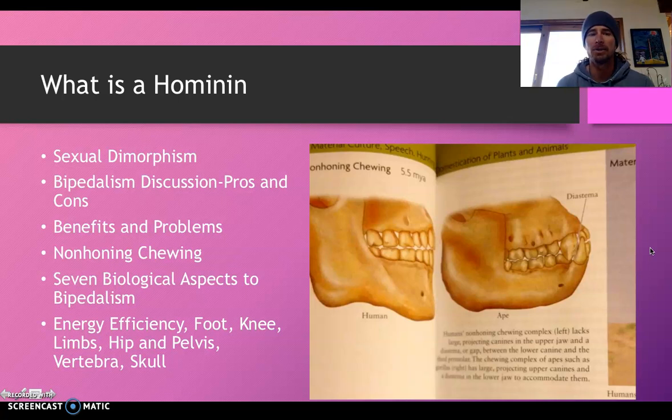Hominids usually, most of the time, have sexual dimorphism. Sexual dimorphism, remember, is a difference between body build and size between biological sexes, male and female, differences in physicality. Bipedalism, we'll get into a discussion on pros and cons in a second, and then benefits and problems to bipedalism and some of the hominid evolution stuff.